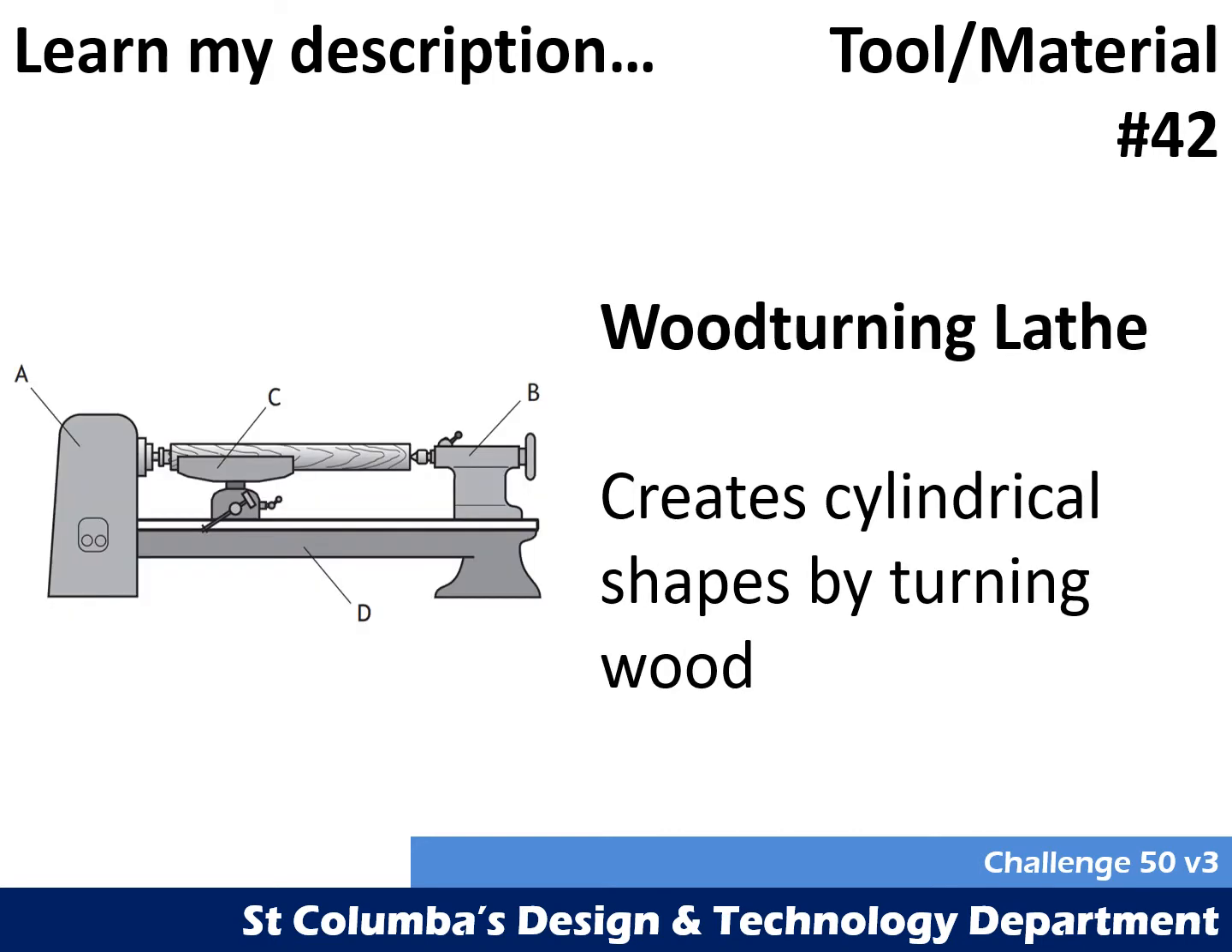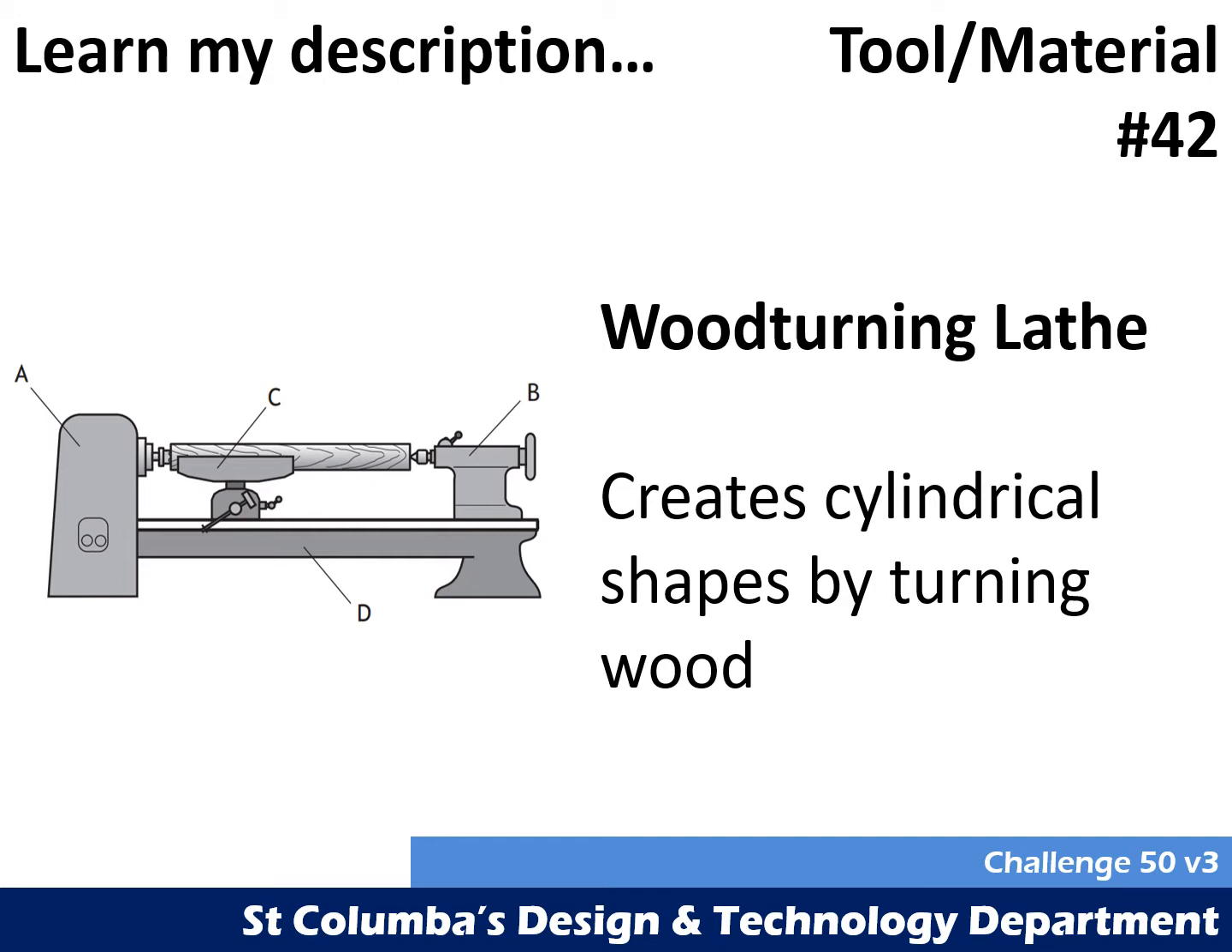Tool number 42 is the wood-turning lathe. The wood-turning lathe is used to create cylindrical shapes by turning wood. So on the wood-turning lathe, we can take a square piece of timber and turn that into a cylinder. We can also turn a piece of timber into disc-shaped objects such as plates or bowls through a process known as faceplate turning, but more commonly we will experience what's pictured here, which is between centres turning.